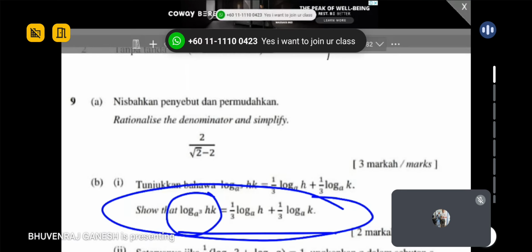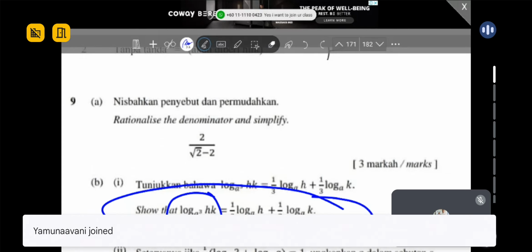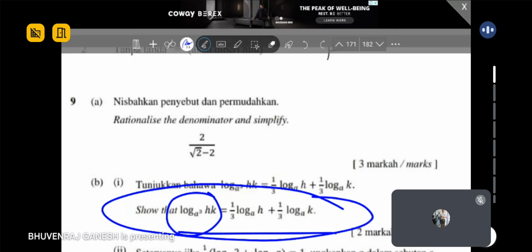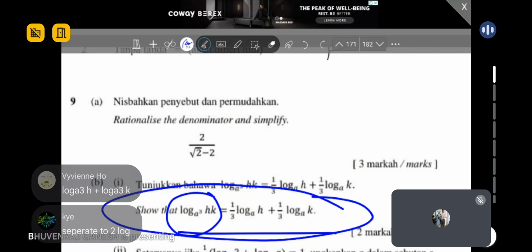Pisahkan H dan K, okay, correct? So macam mana? Macam mana kamu nak pisahkan dia? How do you want to separate it? Specific. Which log rule, guys? Is it bring the power in front, or change base? Which one? What rule? Guys, kamu tak boleh terus bagi tahu jawapan.